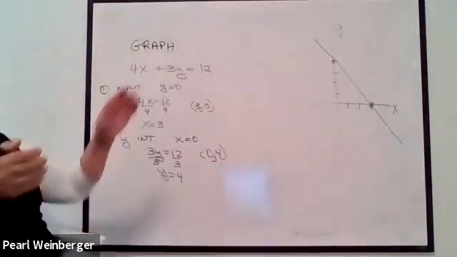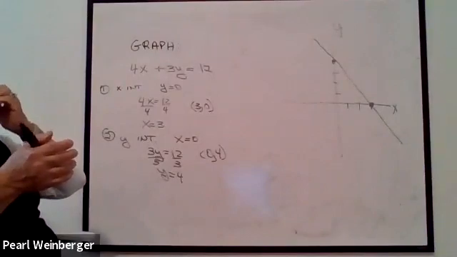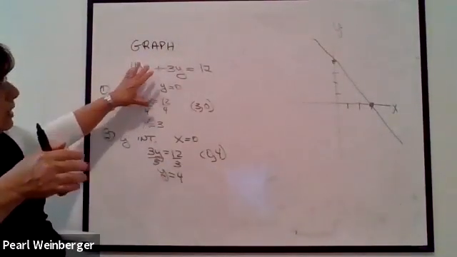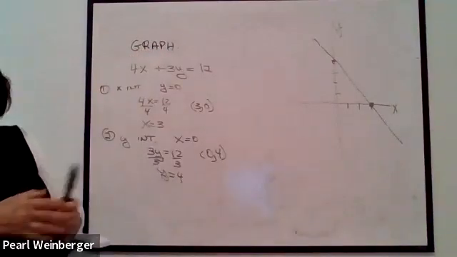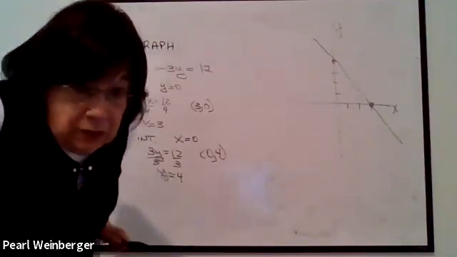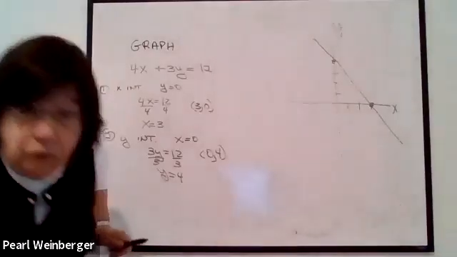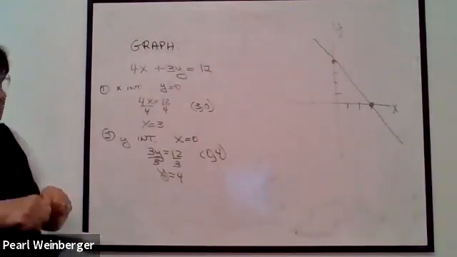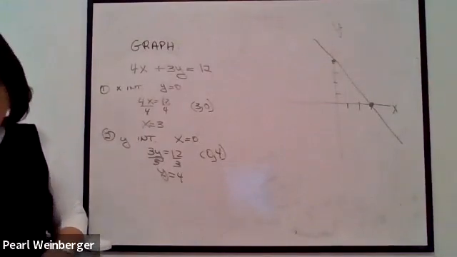Notice I didn't even bother putting it in the y equals mx plus b form, because if I'm just looking for the intercepts, I can go right to the equation. But of course, if you did put it in the y equals mx plus b form, you got it right as well.